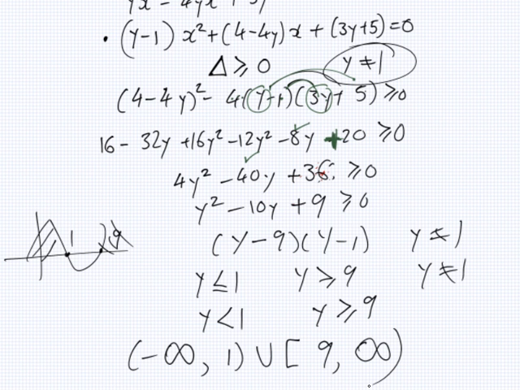Why not equal 1? Because it cannot be. If it was 1, it's then not a quadratic. This is only if it's quadratic. So, yeah.